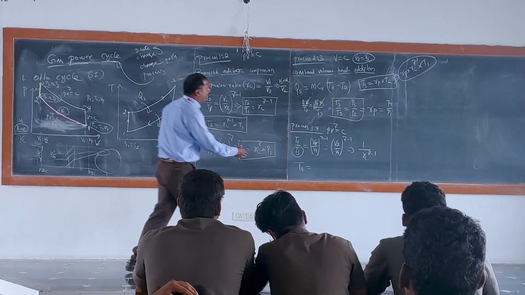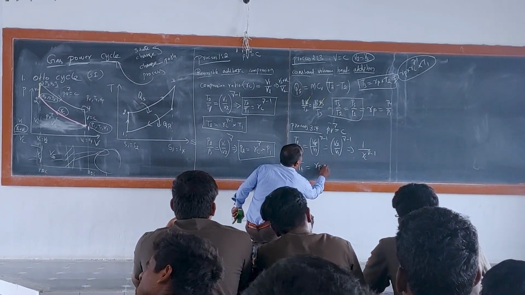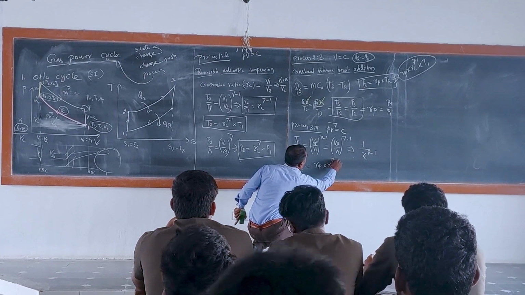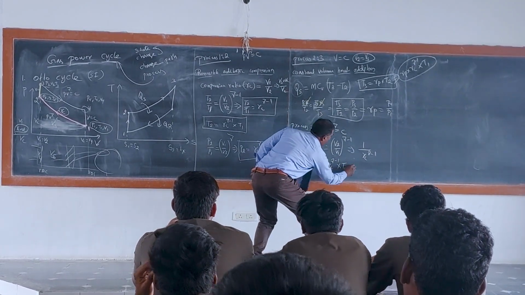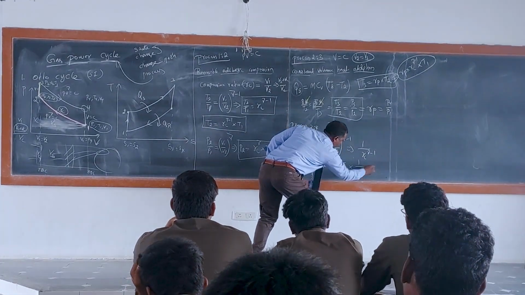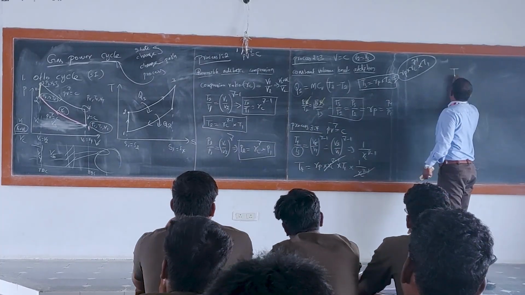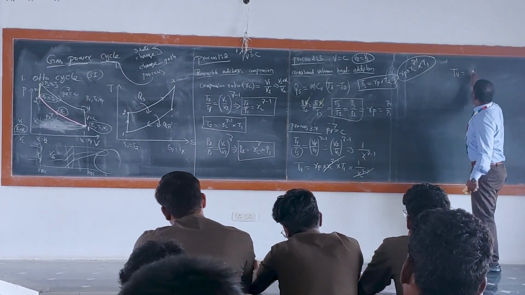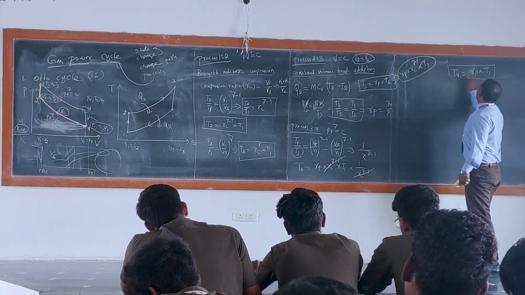We need to substitute that here. That I need to substitute RP into RC power gamma minus 1 into T1 into 1 divided by RC power gamma minus 1. This one will get cancelled. So the final equation is T4 equal to RP into T1.